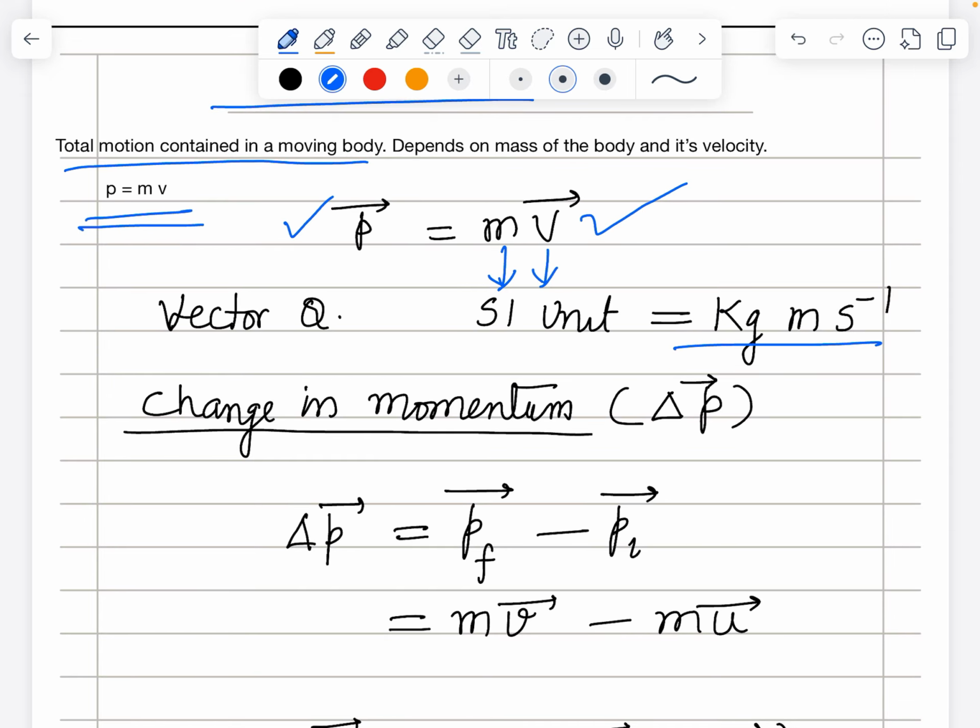Now change in momentum. You see what is the change in momentum? Change in momentum means final momentum minus initial momentum, means m into vector v minus m into vector u. Suppose there is any body of mass m traveling with the velocity u. After certain time its velocity becomes vector v. So what will be the change in momentum? Final momentum is m into vector v, initial momentum m into vector u.